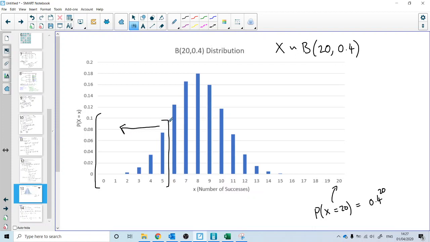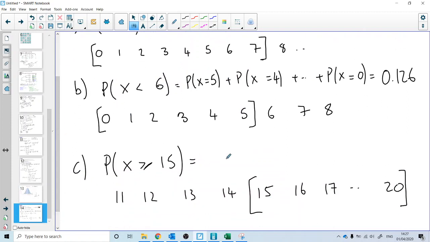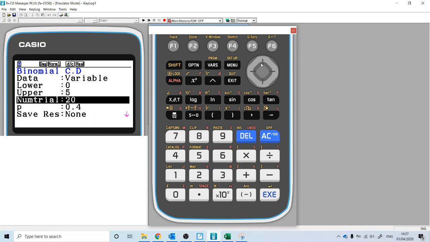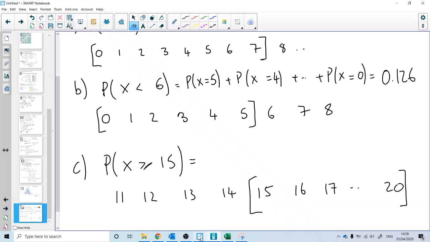And on a bar chart, this would be the region which is 15 or more. So we would want to count up how much probability is there in this region of the bar chart, add up these probabilities. So we can do that here. I'm not going to write out what the calculation would be, but I'm just going to go straight to using my calculator. This time I want my lower as 15, and I want to add up all the probabilities up to 20. And that's going to give me that small probability here, 0.00161.